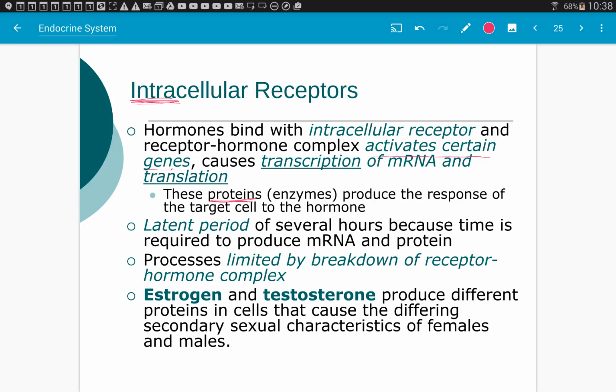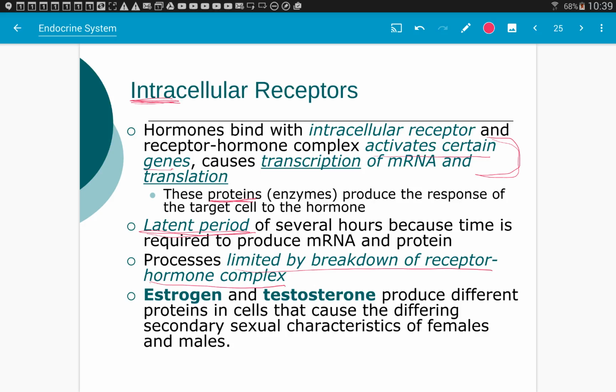Not as quick as other hormones because it first has to go to the nucleus, it has to turn on the right gene, it has to make the mRNA, and then it has to go through this whole protein synthesis process. So it can take a little while for the effects of hormones that are activated this way to work. So as it says, there is a latent period, several hours of latent period possibly, because time is required for this process to occur. And so what limits this process that's inside the cell, it is limited by the breakdown of the receptor hormone complex.